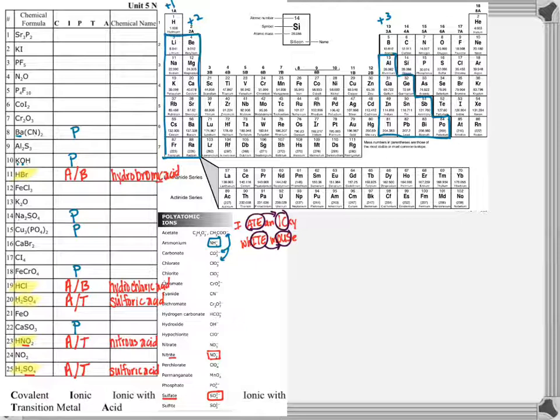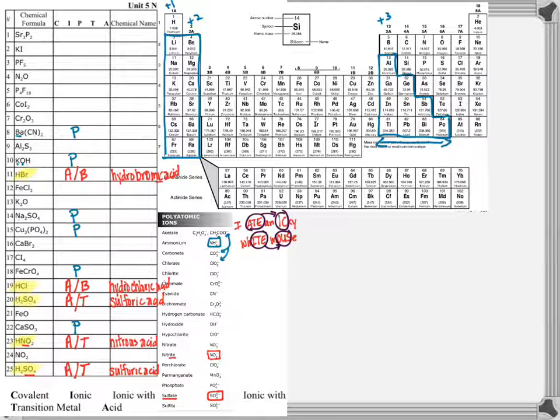Now, some of you, your teachers taught you that everything except for aluminum over in group 13 through 15 are also considered transition metals. We'll figure it out when we get to going from the name to the formula, but it shouldn't affect us in this case.